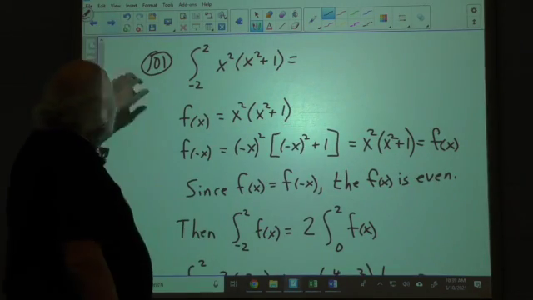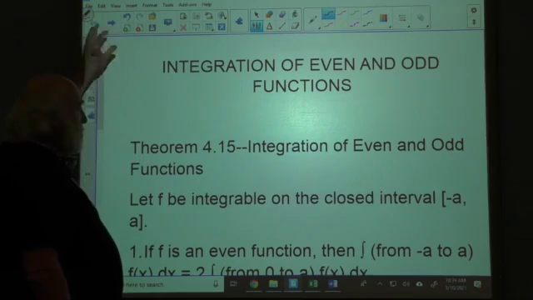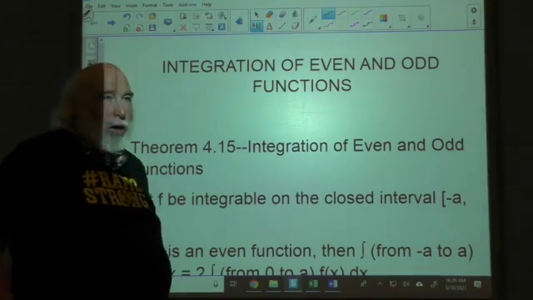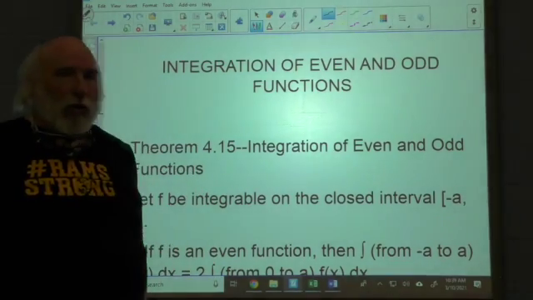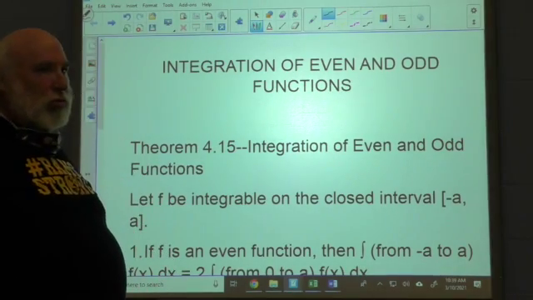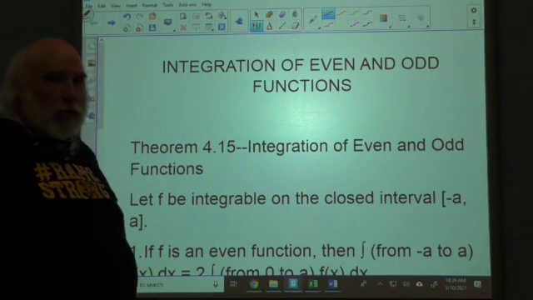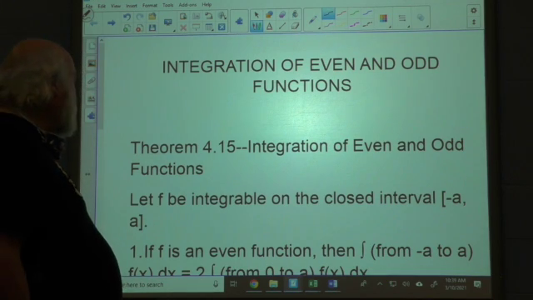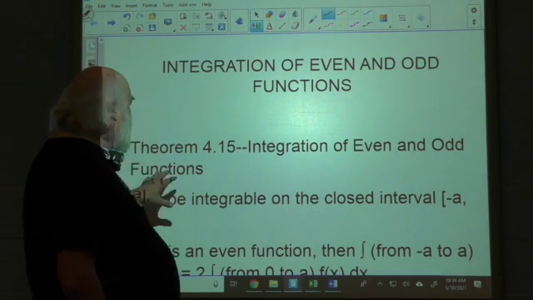Now the next thing I want to talk about are the even and odd functions. Now, I don't know how much you have dealt with even and odd functions. I'm going to assume that you don't remember very much, even if you did. Start with the theorem that's based upon this.